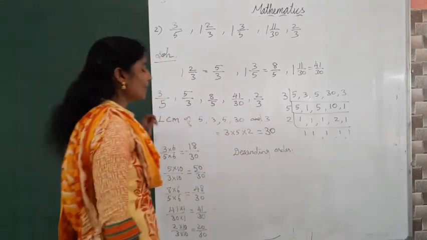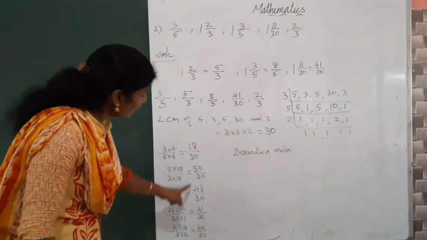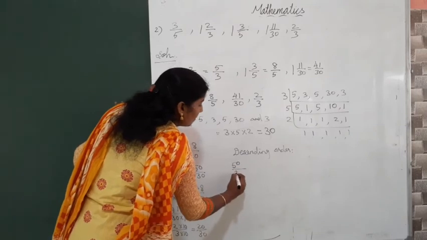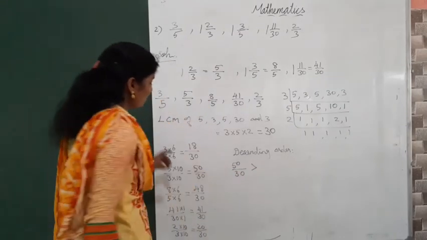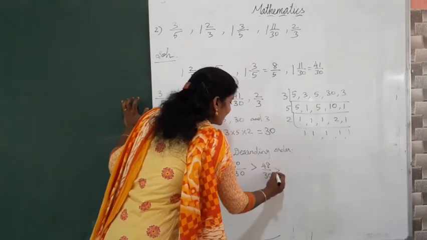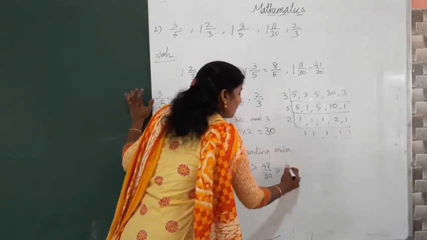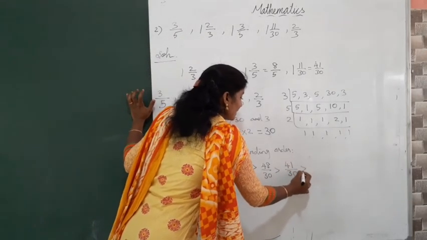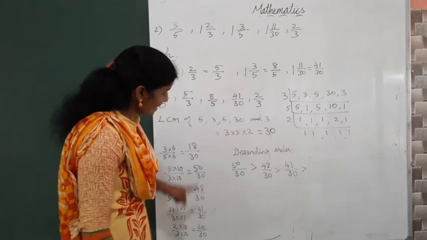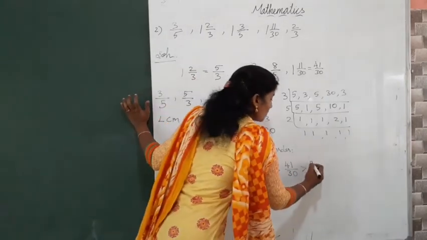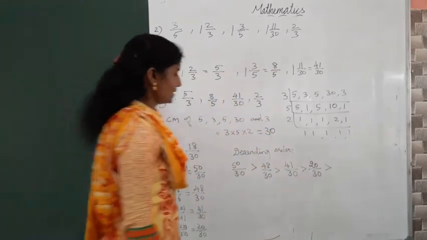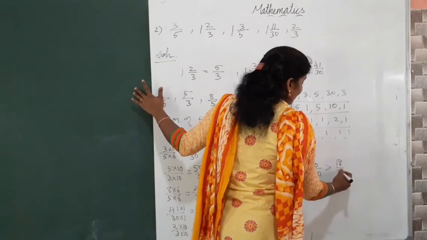Same denominator, so we can compare the numerators, big to small. Which is big? 50, isn't it? 50 by 30 is greater than 48. 48 by 30 is greater than 41 by 30 is greater than. 50, 48, 41. 18 and 20, which is greater? 20, isn't it? So 20 by 30 is greater than 18, 18 by 30.